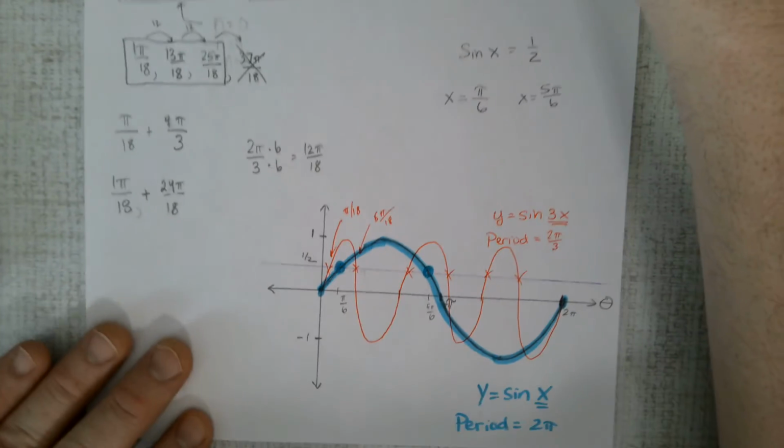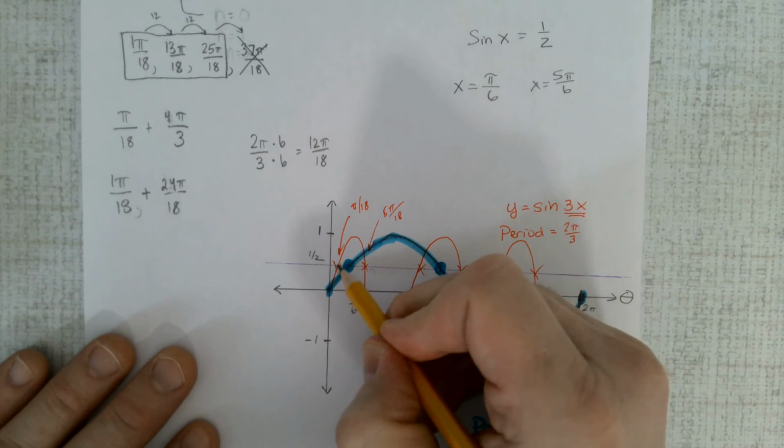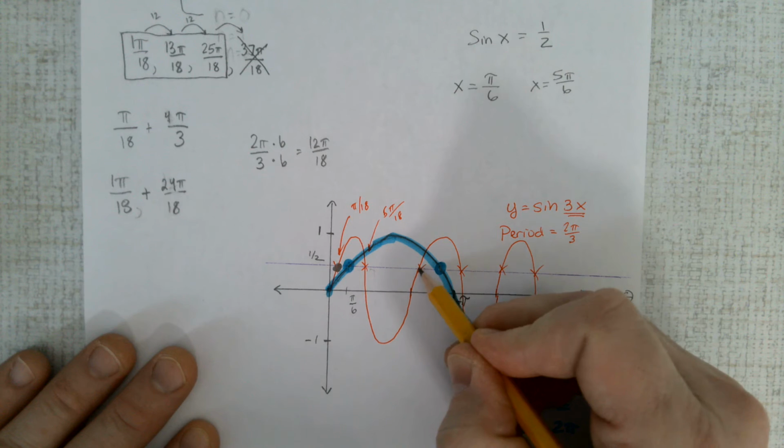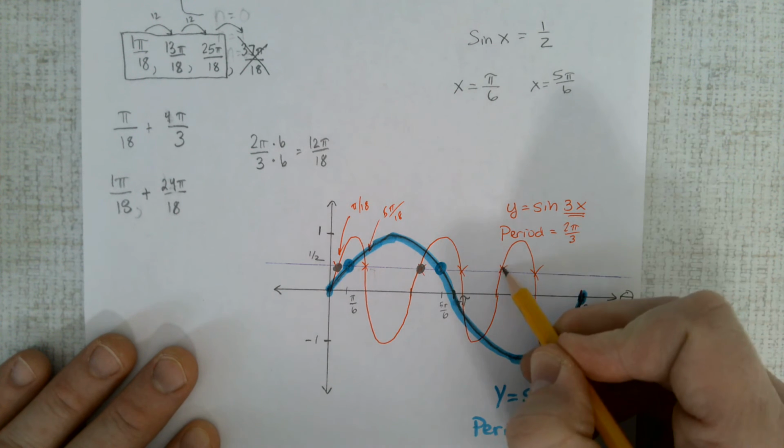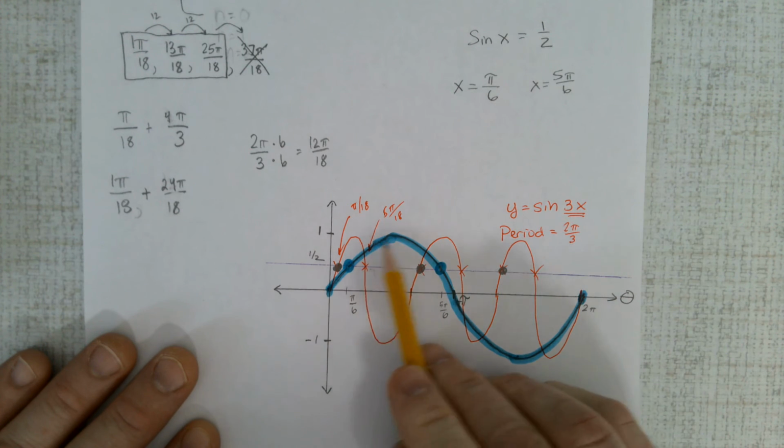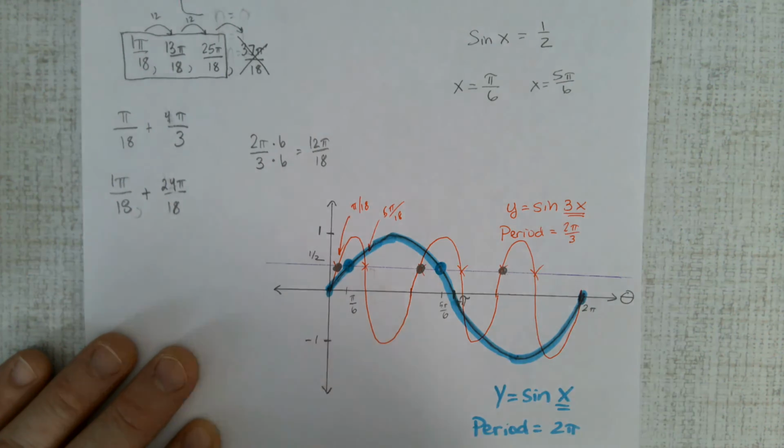And if you want to see them on the graph, ready? They're right here, right here, right there. And we go 12, 12, and we keep counting.